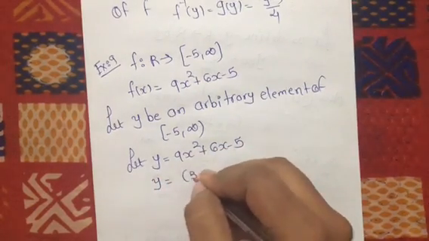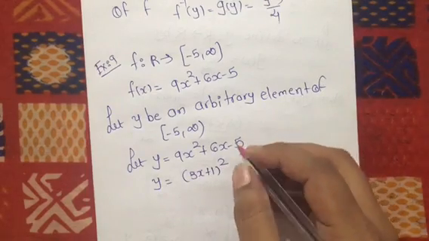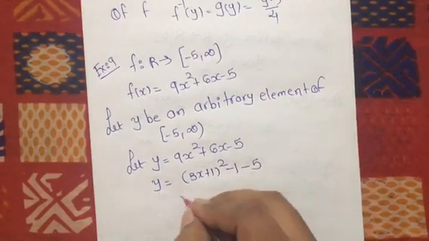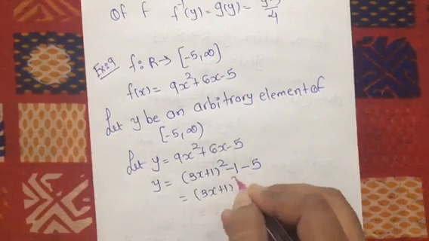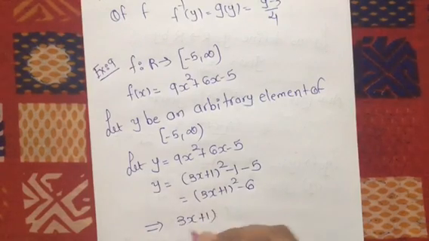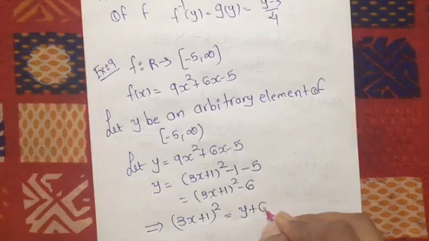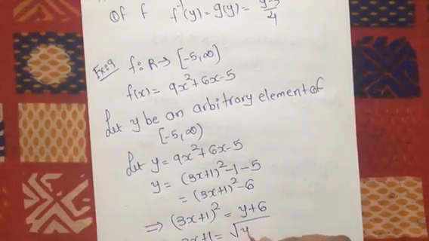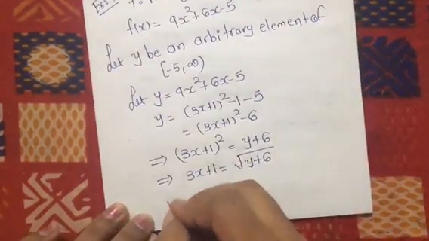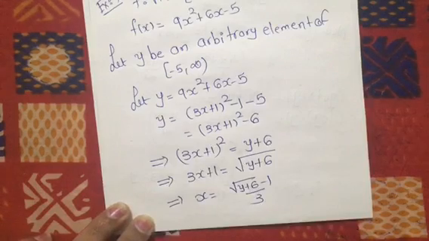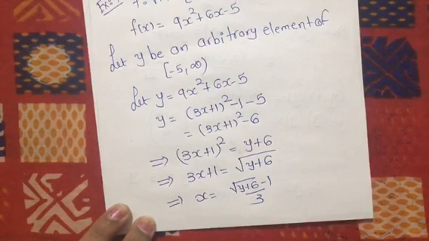So the answer is (3x plus 1) whole square. Meaning we are converting it, this is minus 1 minus 5, the third term variable. So this is (3x plus 1) whole square minus 6, which implies (3x plus 1) whole square equals y plus 6. These went to this side, which implies 3x plus 1 equals under root of y plus 6. So which implies x equals (under root of y plus 6 minus 1) divided by 3. Therefore we have x equals this.